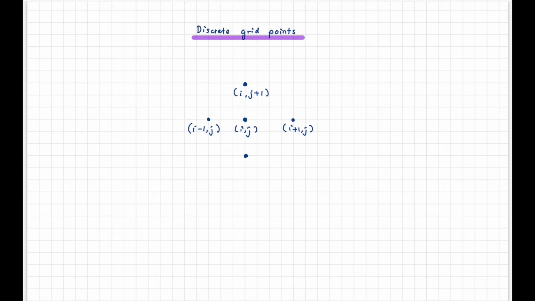Here, i remains, j becomes j minus 1. Here, i plus 1, j becomes j minus 1. At this point, i minus 1, j minus 1. And here, i minus 1, j plus 1. And here, i plus 1, j plus 1.